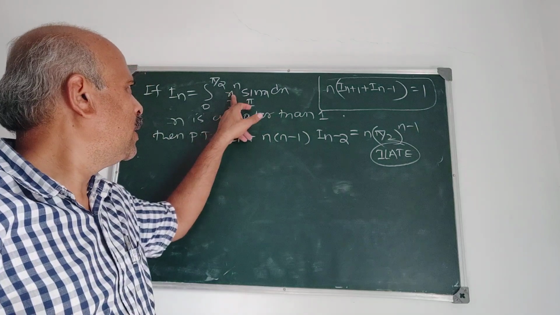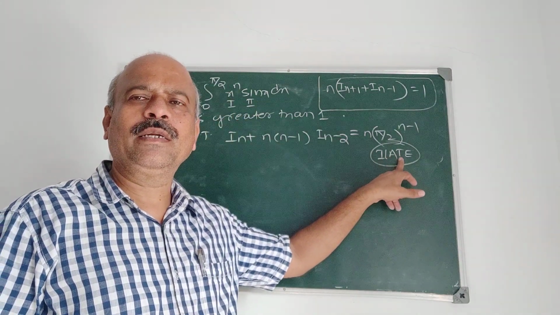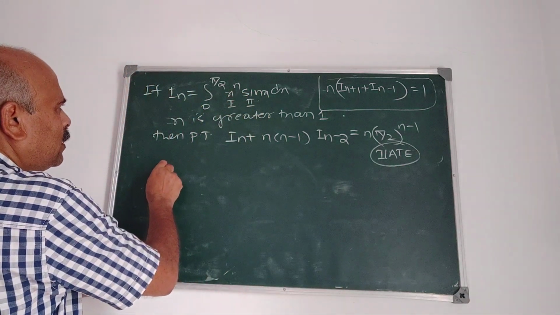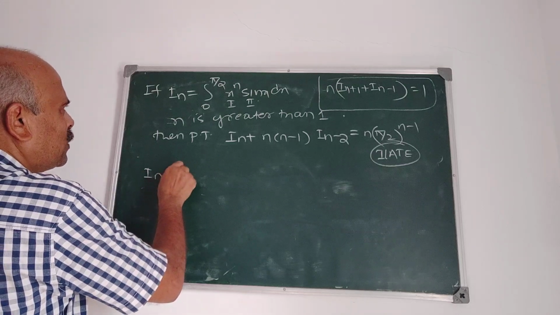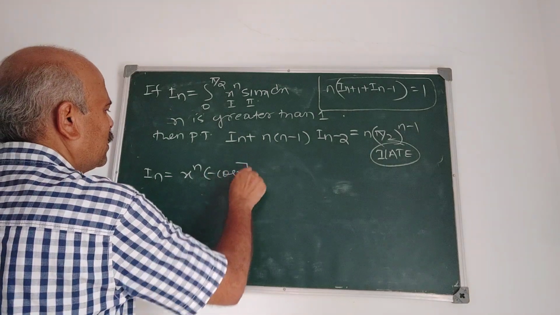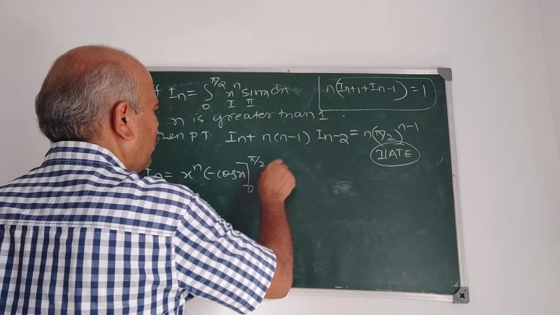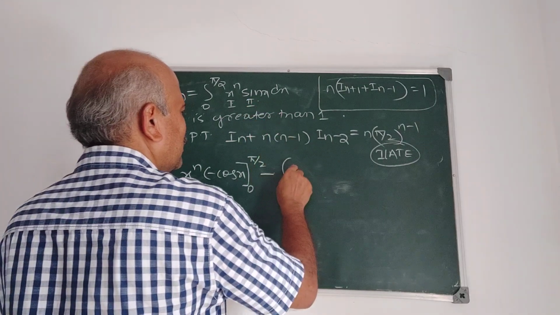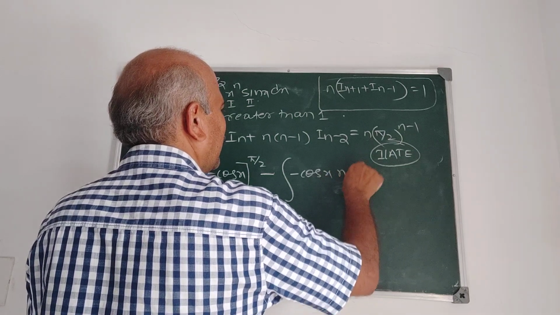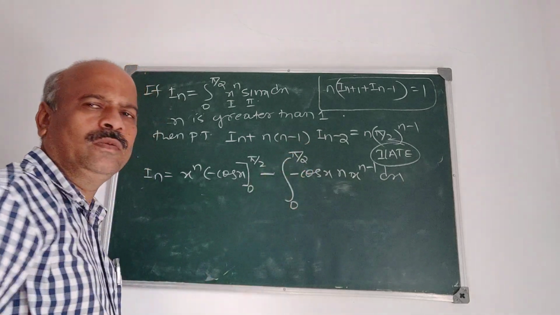Here what are the functions? Algebraic and trigonometric. Algebraic comes first, then trigonometric. So this is first, this is second. How to apply by parts? I_n is first function, integration of sin x is minus cos x from 0 to pi by 2, minus integration of second, minus cos x, into differentiation of first, n x raised to n minus 1, with respect to x, limit is 0 to pi by 2.